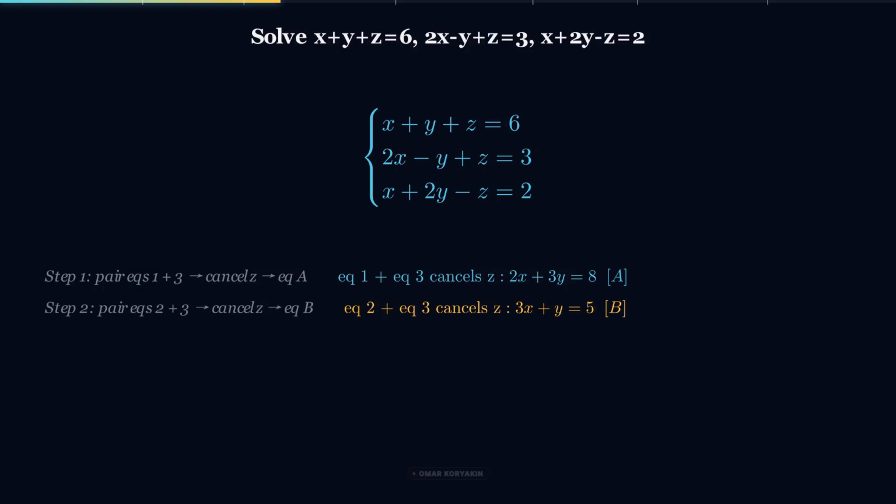Step 2. Repeat the elimination on a different pair, still eliminating z. Use equation 2 and equation 3. Equation 2 has z coefficient plus 1 and equation 3 has z coefficient minus 1, again opposite.